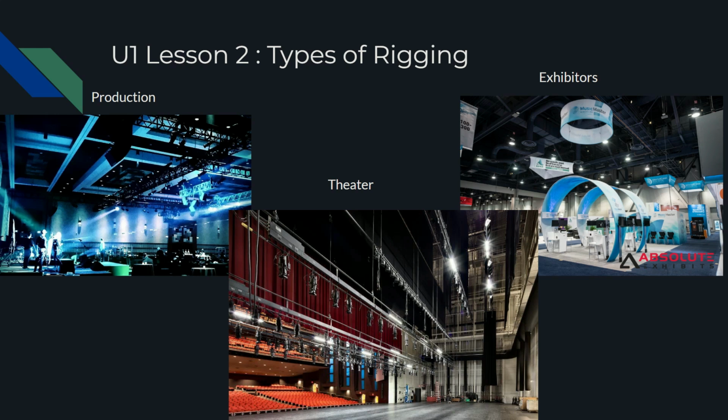And Exhibitors is basically where you have a ton of booths spread out on the floor, and each booth is basically its own kind of production. Sometimes they just need a sign that gets hung, or sometimes they need a whole grid, like how the top left shows a production.